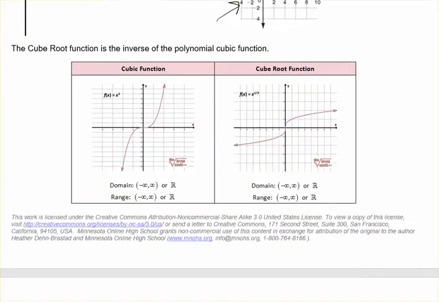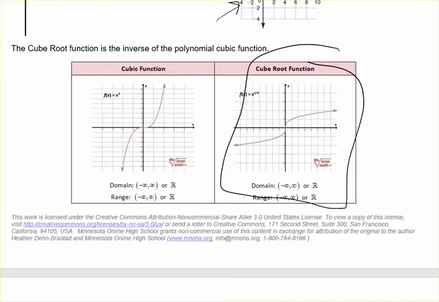This is what the cube root function looks like. This is the cube root function over here. I put the cubic function here too. This would just be like y equals x to the 3rd power, and you can see how it looks very similar but has been rotated, and it's been kind of flipped over, and that's how you can see that these two are the inverse of each other.